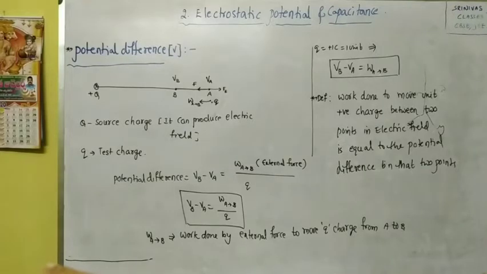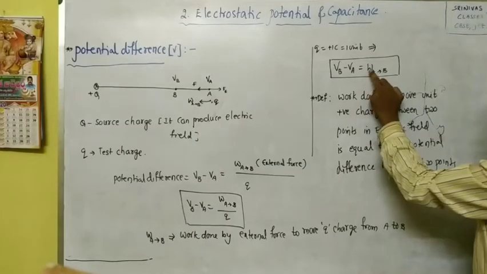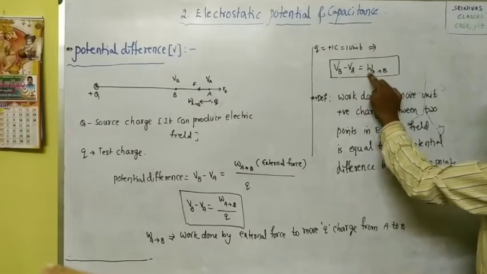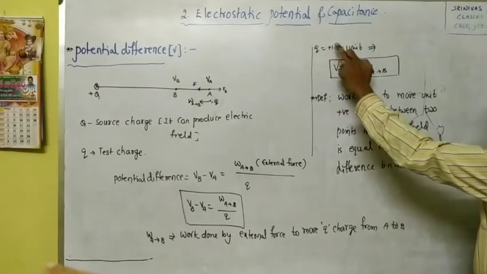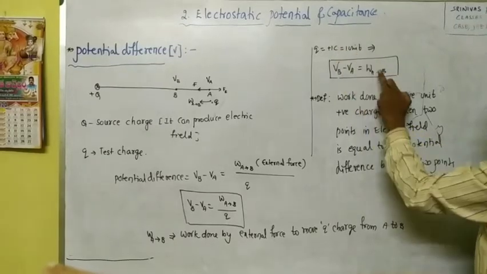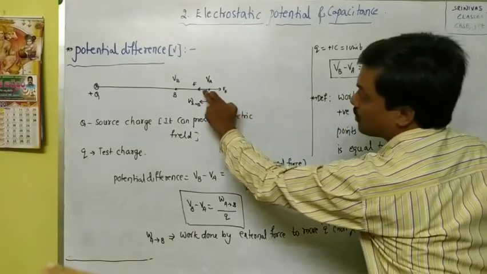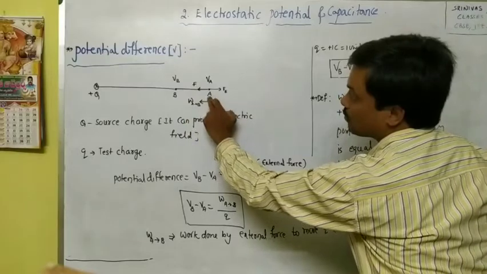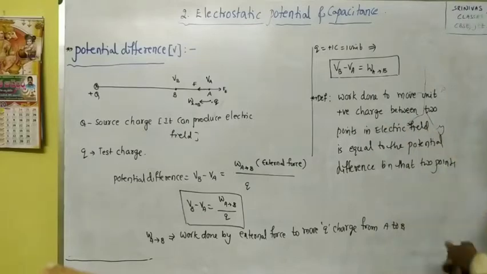Work done to move a unit positive charge between two points in an electric field is equal to the potential difference between those two points. Here the work is equal to the potential difference, but it is the work to move a unit positive charge. If you take the positive charge as unit, then the work we have to do to move that unit positive charge is equal to the potential difference. If you want to move a one coulomb charge from A to B, you have to do some work, and that work is equal to the potential difference. Work to move a unit positive charge is equal to potential difference.